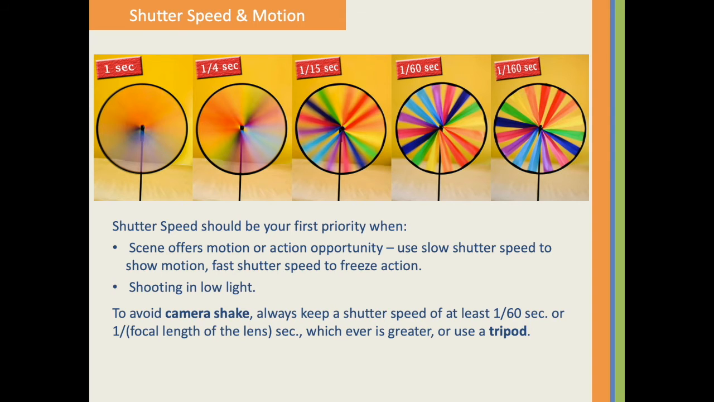For me, I don't have a very stable hand, so I shoot at 1/60th of a second. Also, something else to consider is that when you use a zoom lens that goes from, for example, 70 to 300 millimeter, the slowest shutter speed that you can use is not 1/60 of a second, but 1 over the focal length of your lens, which means you'll have to use 1/300 of a second. So you use whichever is greater, either 1/60 of a second or 1 over the focal length of your lens, or you have to use a tripod.